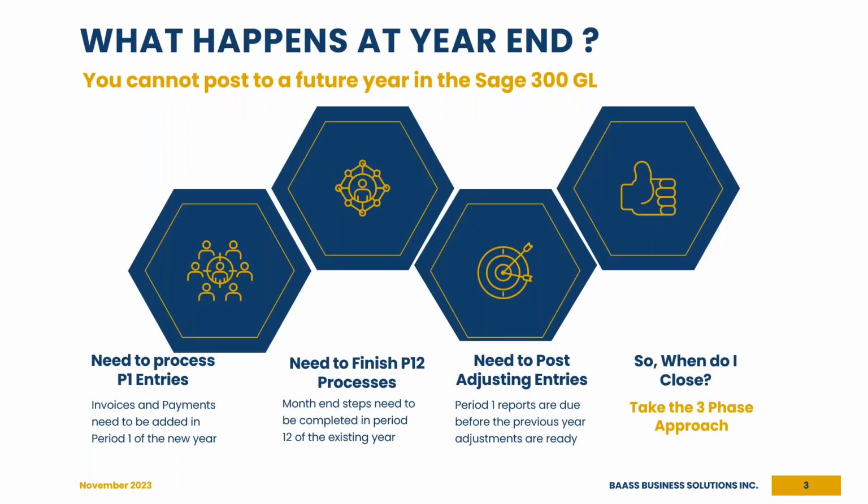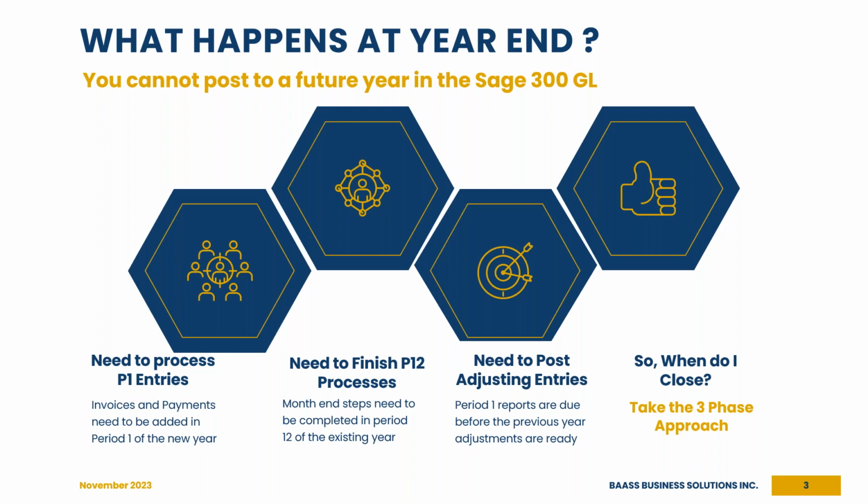So what happens when you come to year end? Sage 300 allows you to post in the GL to the current fiscal year and to the previous year, but not to a future year. The Create New Year function must be performed in order to post to period 1 in the GL of the new fiscal year. And this function closes income and expense accounts to retained earnings, which we're not always ready to do on the very last day of the year.